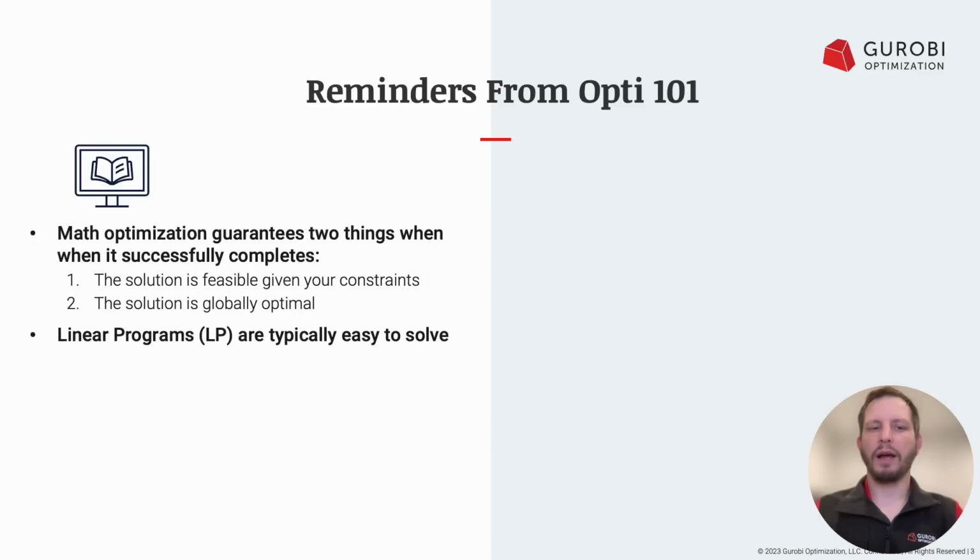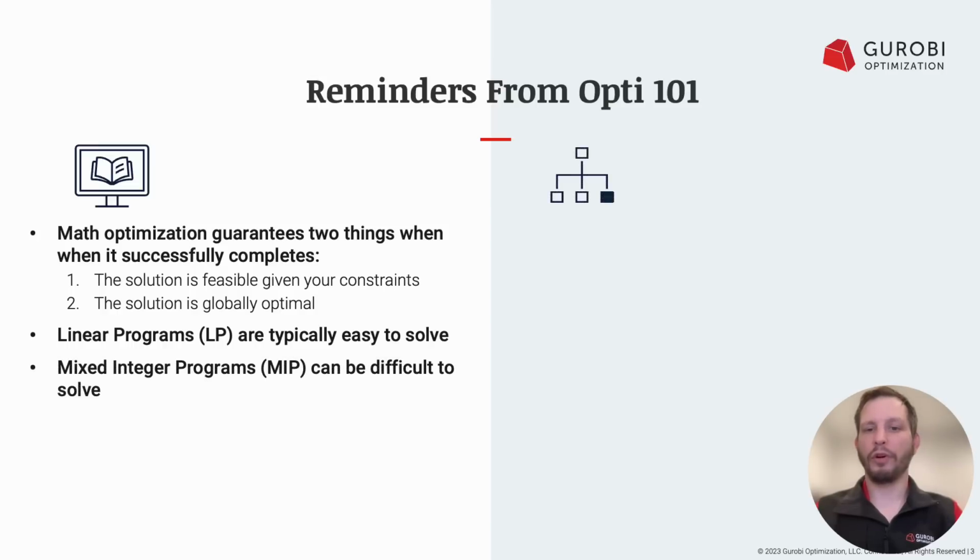We also found that LPs are typically pretty easy to solve, particularly for powerful solvers like Gurobi. By and large, linear programs are pretty quick solves. But we found that mixed integer programs can be difficult to solve. While the size of the problem in terms of the number of variables and constraints is a bit of a factor, other things like the structure of the problem are definitely important in understanding how long it may take to solve.